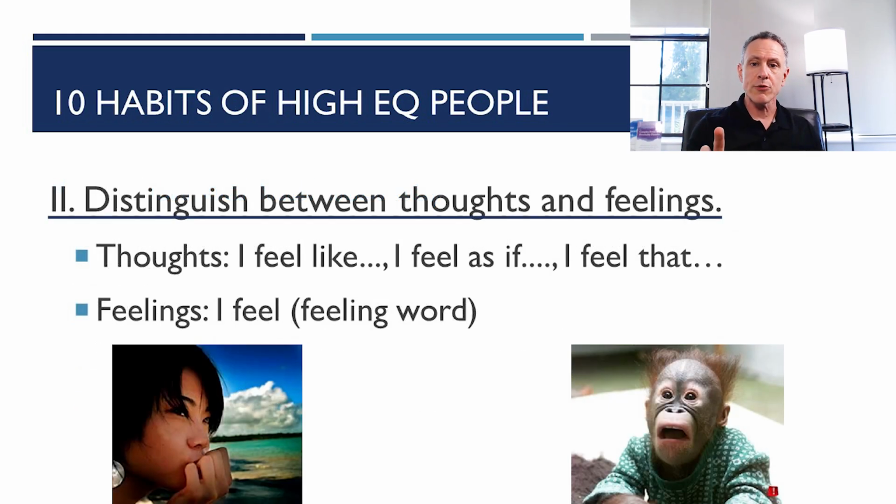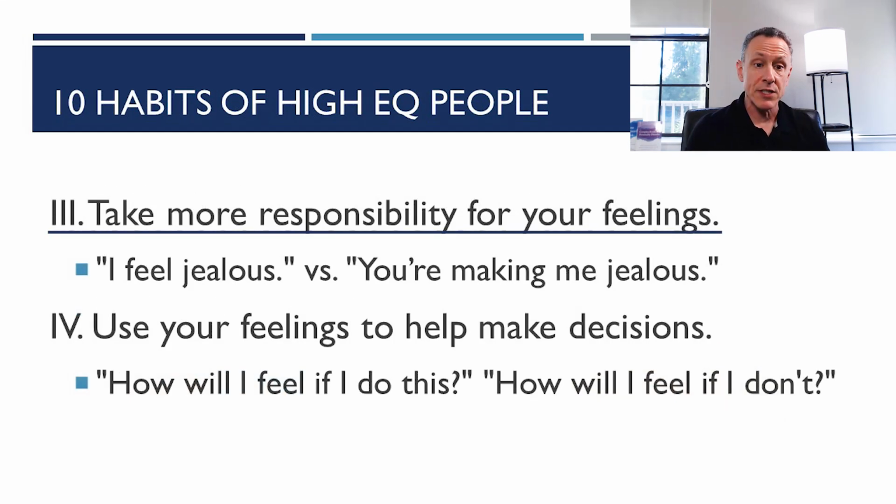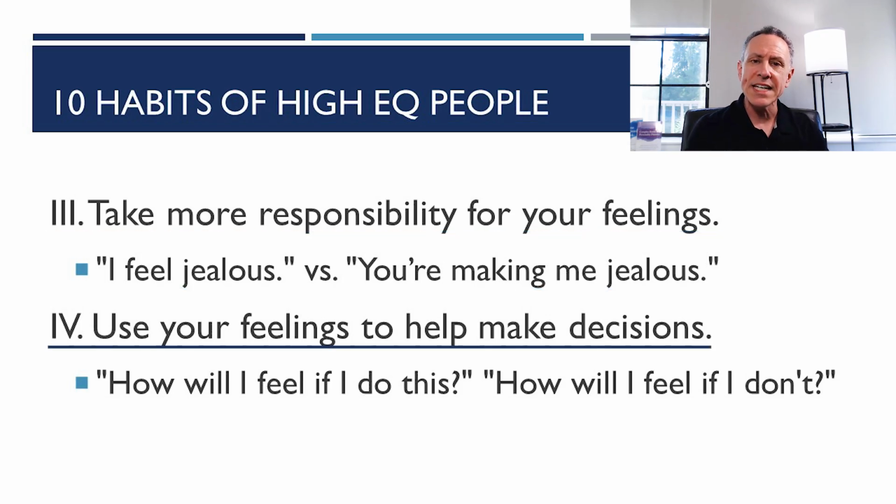Number two is distinguish between your thoughts and feelings. A thought is I feel like, I feel as if, I feel that. And then you use a feeling word, right? Happy, mad, sad, glad, shy, afraid, bored, whatever it may be. But you're able to connect those thoughts, I think this, I feel this, that recognition, and attach that feeling word to it. You're going to take more responsibility for your feelings, such as I feel jealous, as opposed to you're making me jealous. And then next is use your feelings to help make decisions.